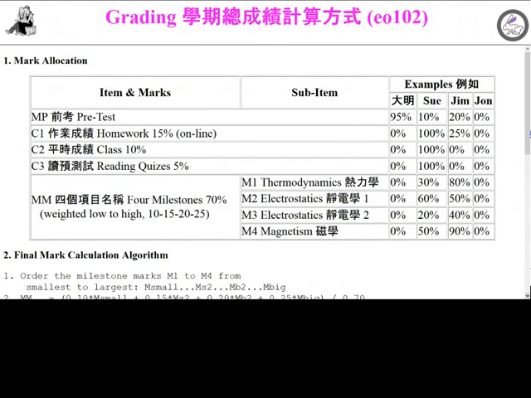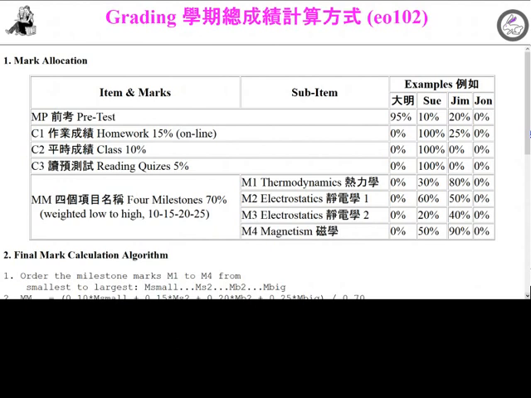Reading quizzes, which will be done before we study something, can give you a total of 5% of your mark. The main part of your mark will come from 4 milestone tests. The first milestone test will be on thermodynamics. The second milestone test will be on electrostatics, Part 1. The third milestone test will be electrostatics, Part 2. And the fourth milestone test will be on magnetism.